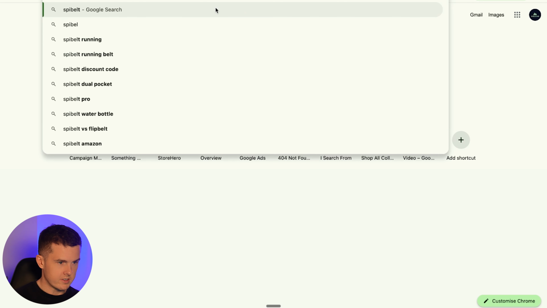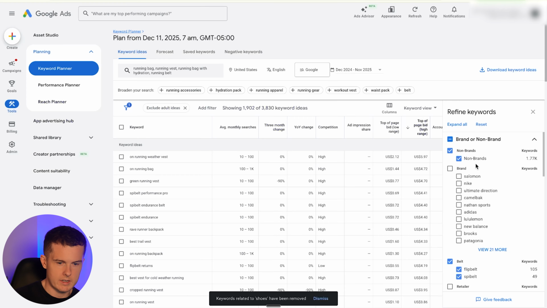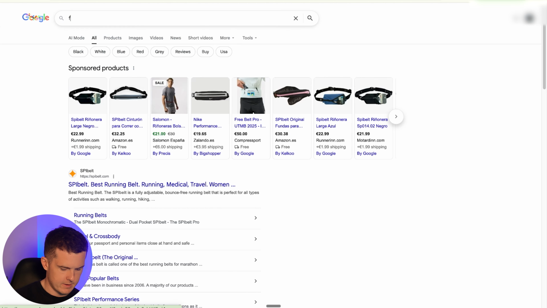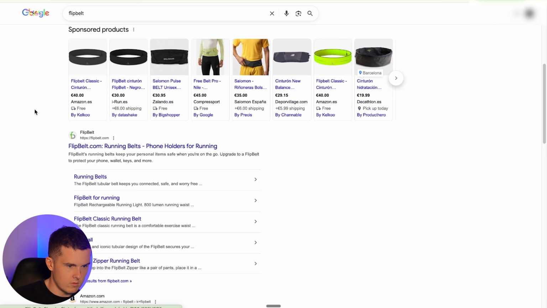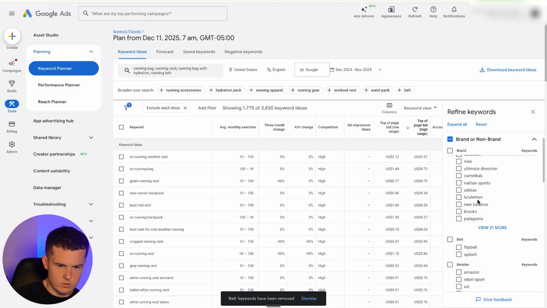So I'm going to look up spy belt, and spy belt is a type of running belt. So they are a brand, and I'll look to exclude those. If I go back up here, I can exclude spy belt, and I'll also double check flip belt. Flip belt is the same, another brand as well. So I can also go back and exclude flip belt. They're both excluded, so I'm now down to 1,775.